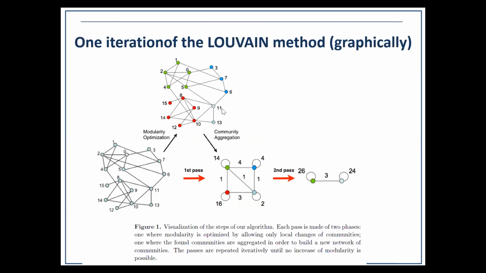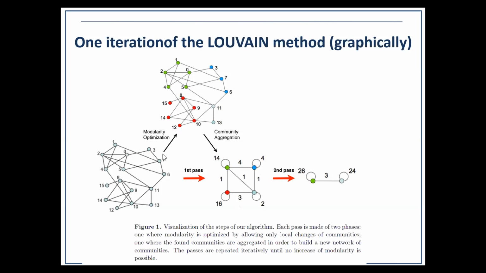In the second step, we just collapse all nodes from one community into one node. So the green node now represents all nodes from the green community, and the same for all other colors. The red node represents all nodes from the red community. So we shrink the original network by first identifying communities and then representing each community by one node. And that's what we apply iteratively.